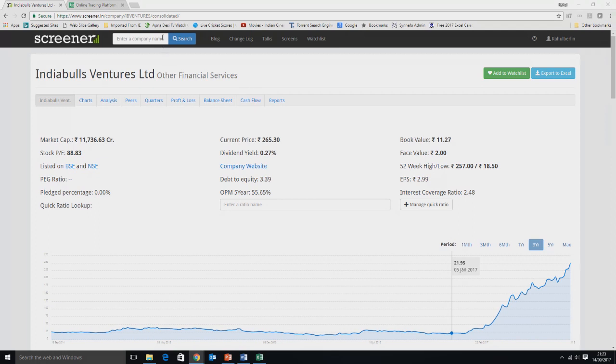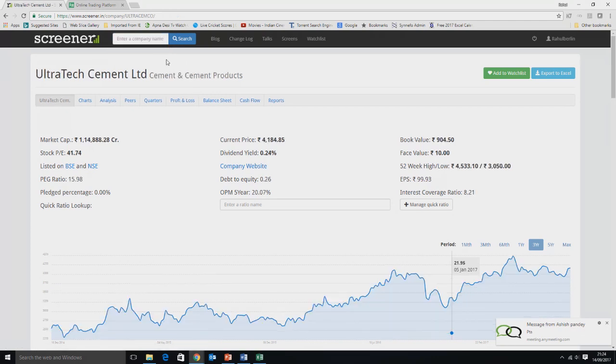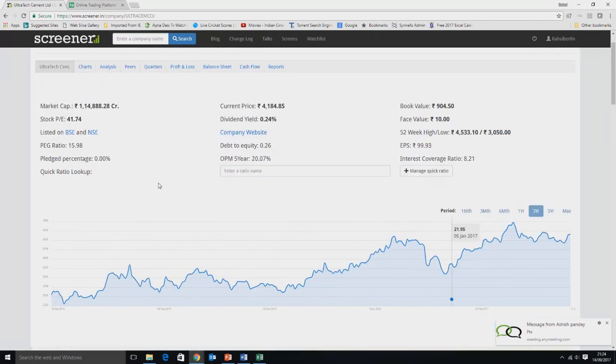Okay, so let's see UltraTech. I'll be showing, say, 7 to 8 companies as per the analysis, and then afterwards, I will ask you guys to tell me whether I should buy this company or not, right? So let's see UltraTech Cement Limited.